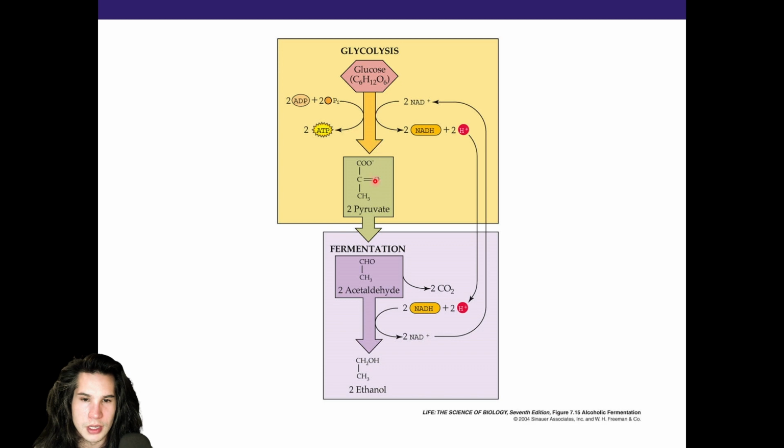So here's the process of fermentation in ethanol-producing organisms. You go from pyruvate to acetaldehyde into ethanol. And again, your goal is to produce more NAD+, which you feed back into glycolysis so that glycolysis can happen again and you can yield 2 net ATP.